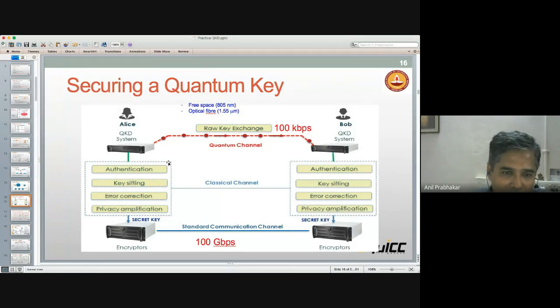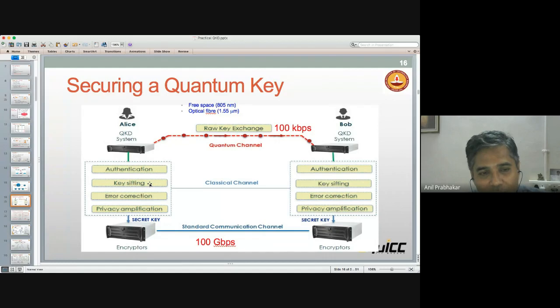Out here, there are 4 other steps. These are all classical steps. Authentication: how do I know that this is Alice and this is Bob? Key sifting. So I mentioned that we only build the key using the bits that have reached Bob. So in my example, I had said if Alice sends 1,000 and Bob receives 10, then our key length is 10. We do not worry about the remaining 990. That's not entirely true, but for now, let's say we don't worry about the remaining 990.